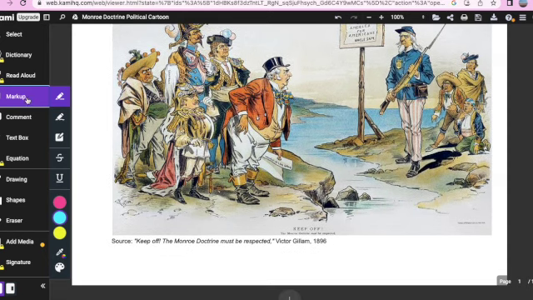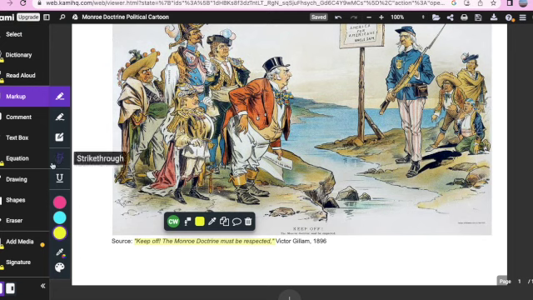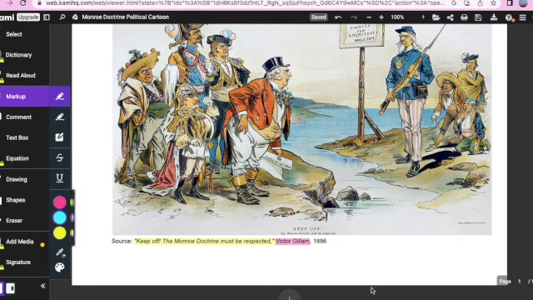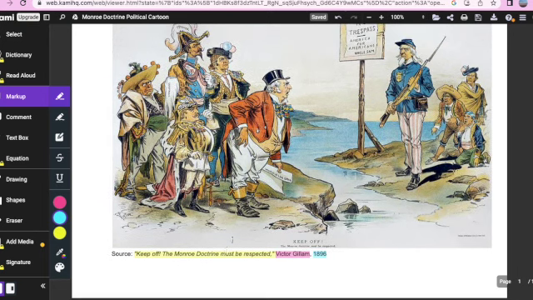So the first step is the same. We're going to highlight the name of the source, which gives a lot away. Keep off, the Monroe Doctrine must be respected. The Monroe Doctrine, interesting. The cartoonist, Victor Gilliam. And the date that this was created, 1896. So we have the title, which gives a lot away, cartoonist, and the year it was drawn.